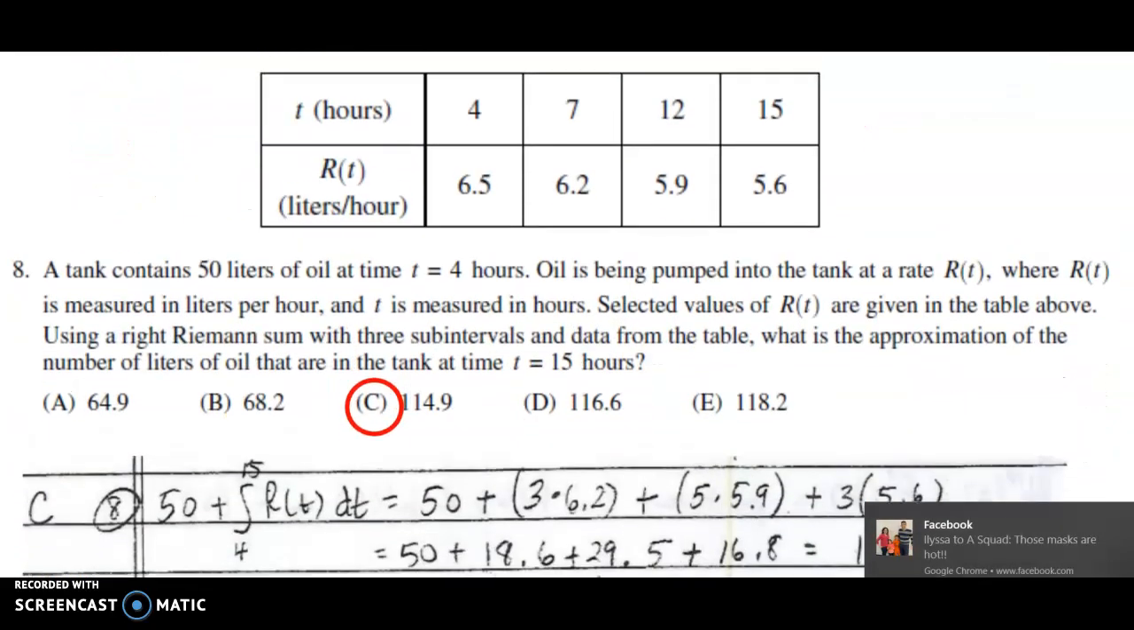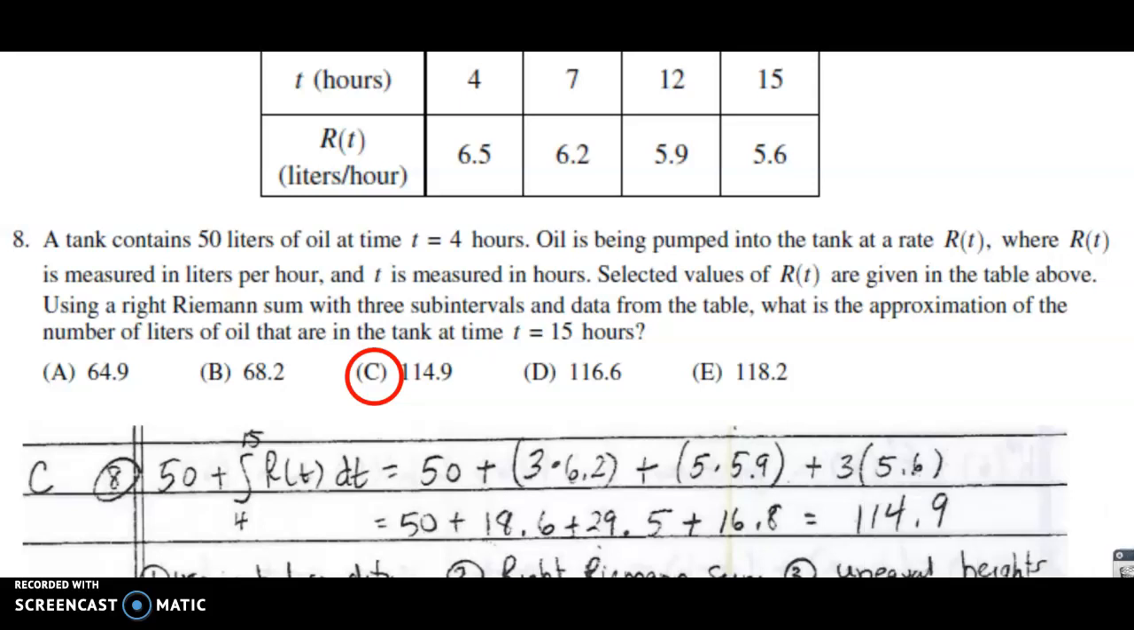Okay, in number 8, a tank contains 50 liters of oil at time t equals 4 hours. Oil is being pumped into the tank at a rate. So R of t is the rate at which oil is being pumped into the tank. R of t is liters per hour. R of t is given in the table above.